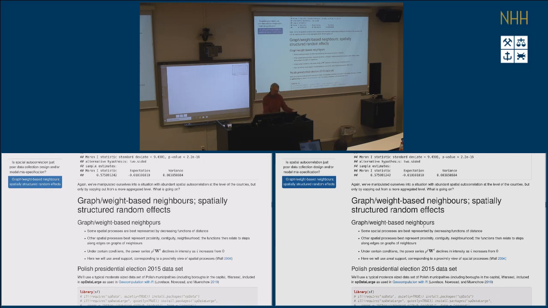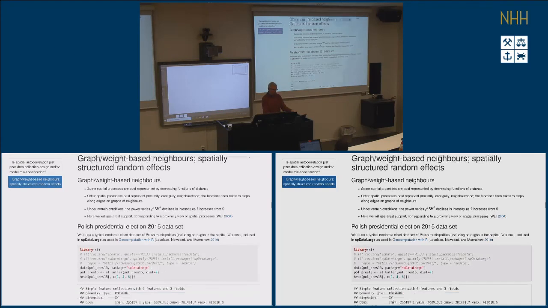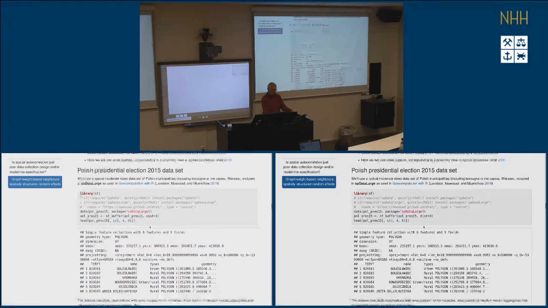We're dealing here with a case with areal support. Use the Polish presidential election data set that I brought in for visualization last time. We're also using the buffer by zero trick to remove invalidity for plotting of the data. This is the data set. It actually includes 70, 80 variables because they're the records from the first round.